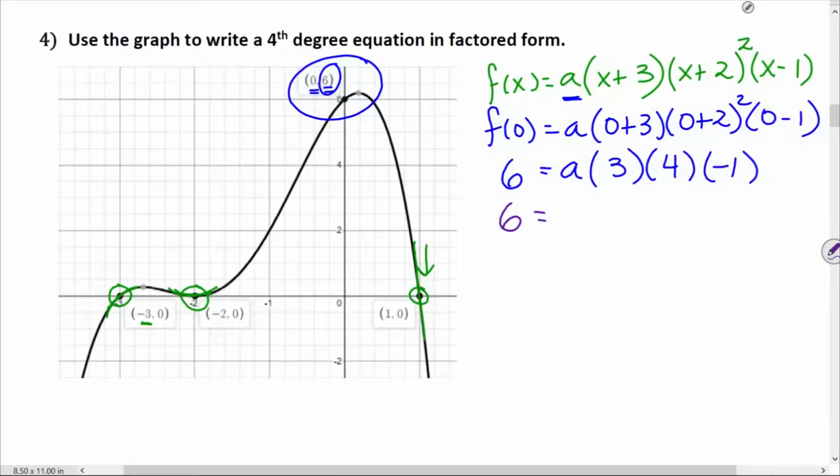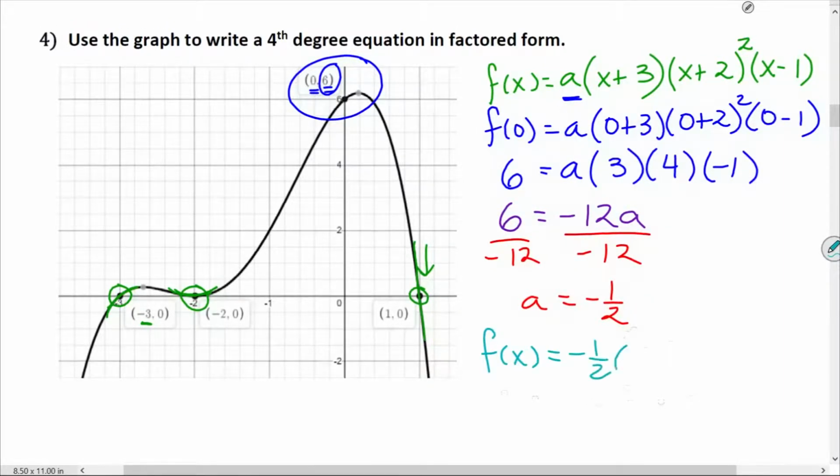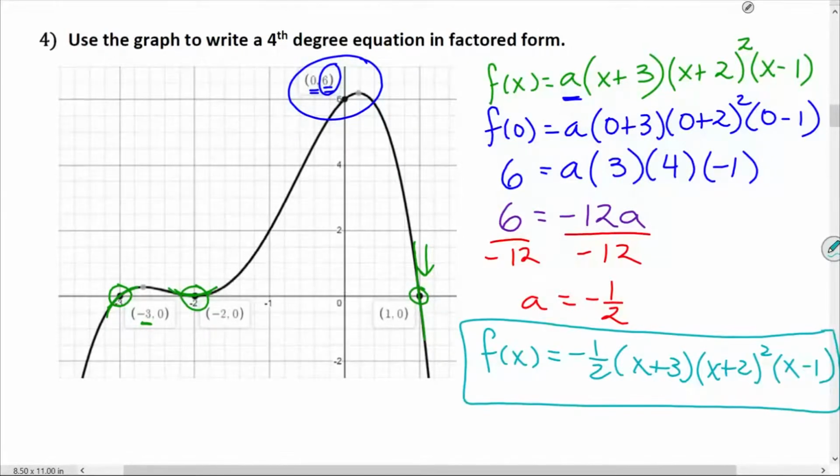Now, 3 times 4 is 12, times negative 1 is negative 12 times a. Then I will divide both sides by negative 12. So a must equal 6 divided by negative 12, which is negative 1/2. So the function that would give us this graph is f of x equals negative 1/2 times x plus 3 times the quantity x plus 2 squared times x minus 1. So we pulled that basically from the x and y intercepts.